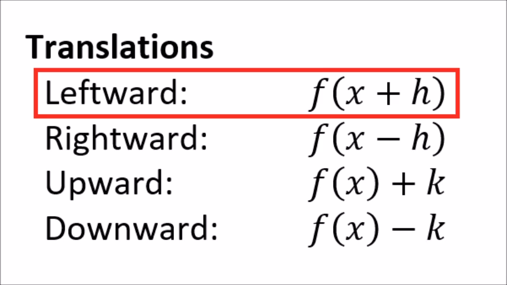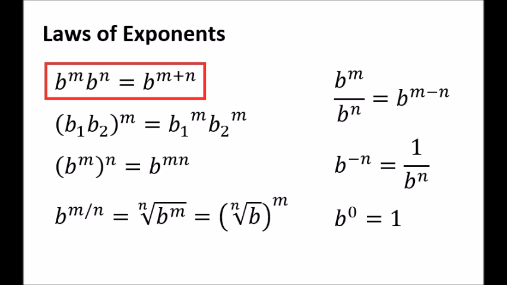So now let's talk about translations. These rules apply to any function in general. Translations maintain the size and shape of a function. They just move it left, right, up, or down. In our example, we're going to be translating leftward, so we will use f of x plus h, as boxed in red. Using this law of exponents, we will see a curious connection.